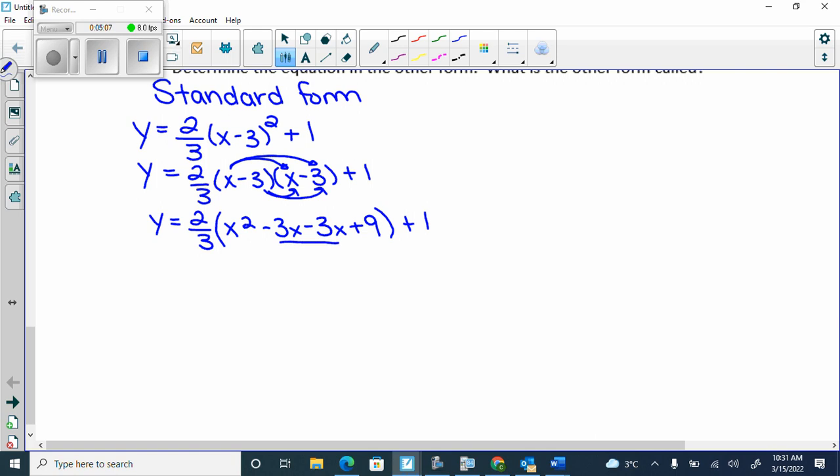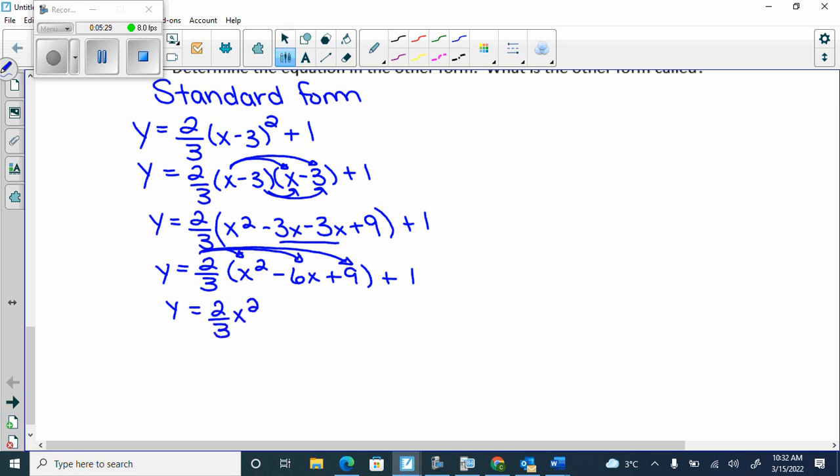And then we can collect like terms. So y equals 2/3 (x squared minus 6x plus 9) plus 1. I can't do anything with that 1 till the very last step. Remember, I distribute. So we go 2/3 times x squared is 2/3 x squared. And then 2/3 times negative 6.